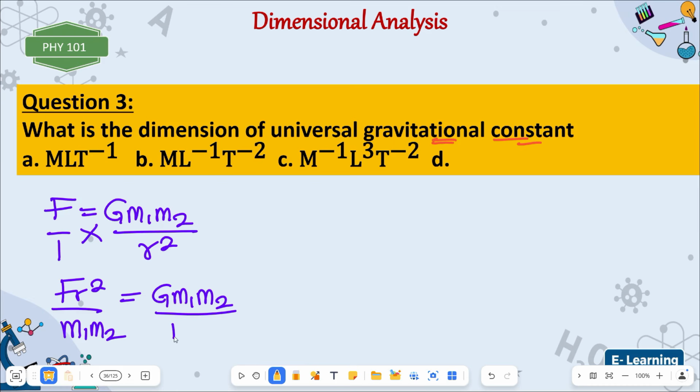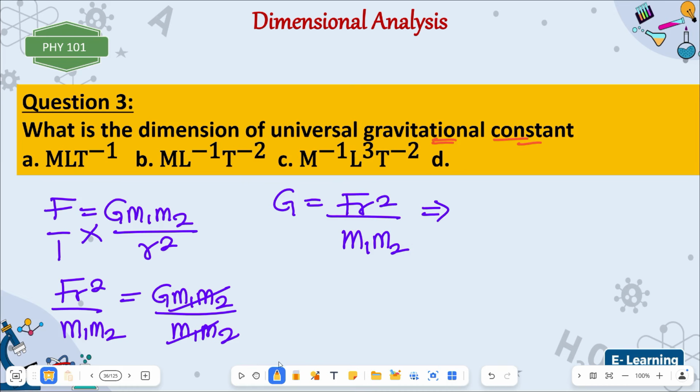Because what you are looking for, my dear student, is your G. So you have to make G subject of the formula. All right? You have to make G subject of the formula. So if you make G subject of the formula, G will be equals to what? FR squared divided by M1 M2.